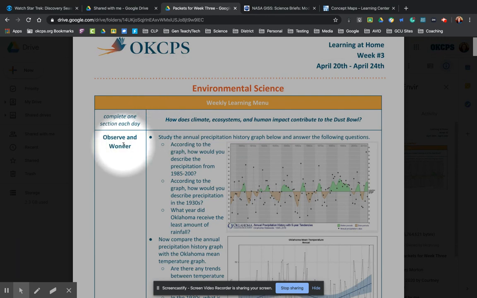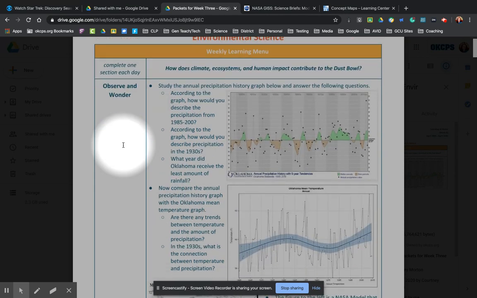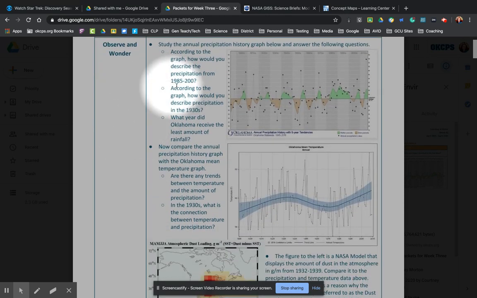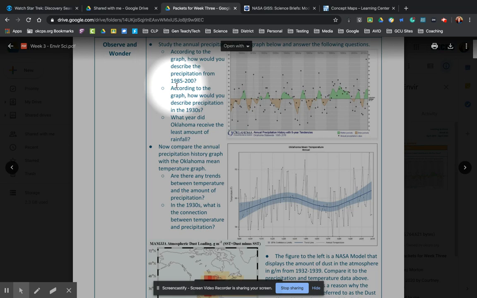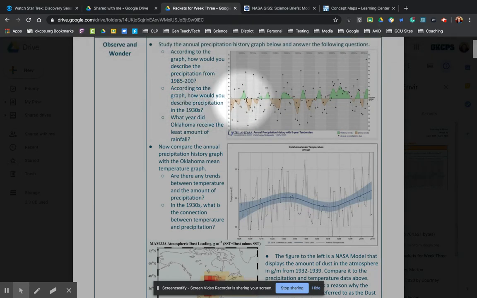Our first section, Observe and Wonder, shows you 3 graphs. Our first graph shows the amount of precipitation seen each year between 1895 and 2016. Each vertical band is 10 years, and the horizontal line that all the data extrudes from is the average precipitation over that 121-year time span.